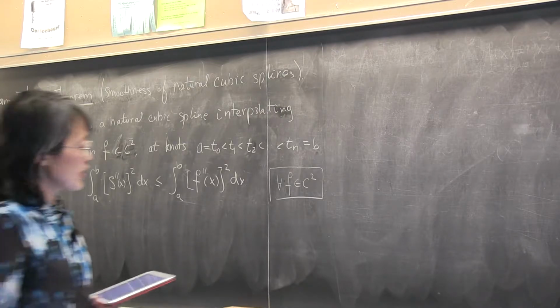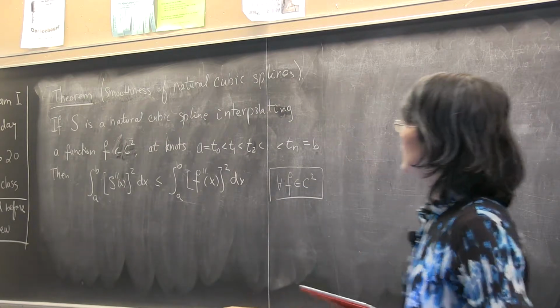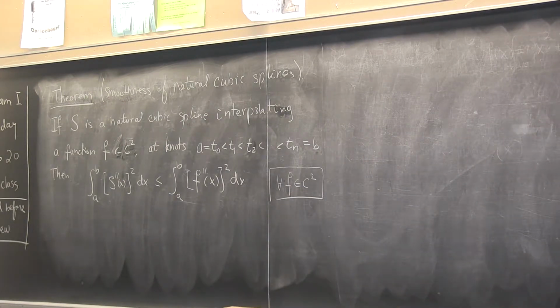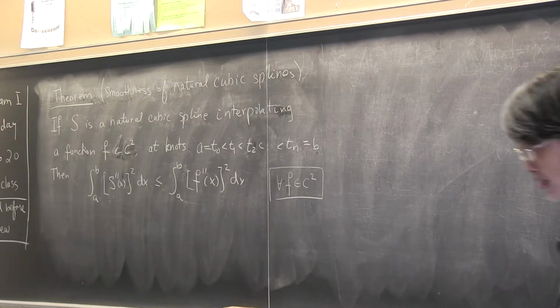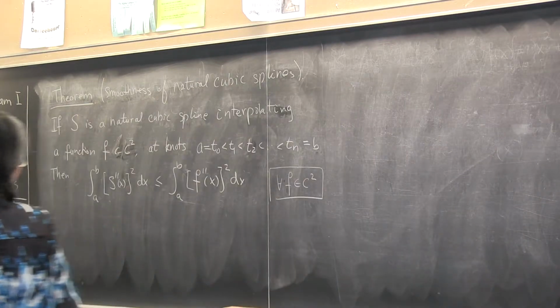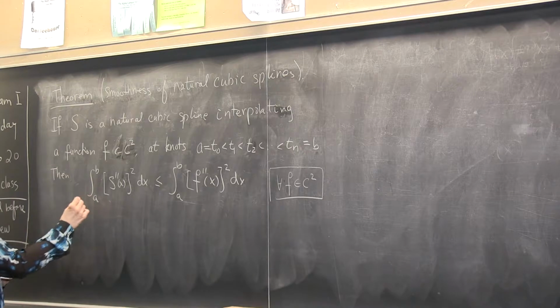So what is the meaning of this theorem? How is it related to smoothness? Why is it called the Smoothness Theorem for cubic spline? So let's take a look at what we are integrating here. So what does it mean?